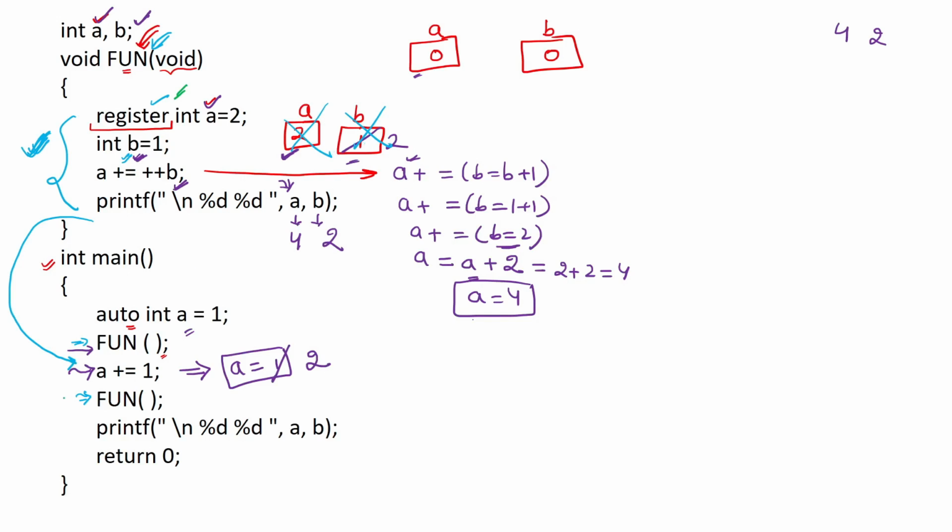Okay, now when we came here again and we are calling this fun, so again we will come here, and because this is a register class, okay, and this is a automatic variable, so both these A and B will again be created with these A equal to 2 and B equal to 1 value. That means A will again be created with 2 and B will again be created with 1. Okay, register and automatic variable are again created.